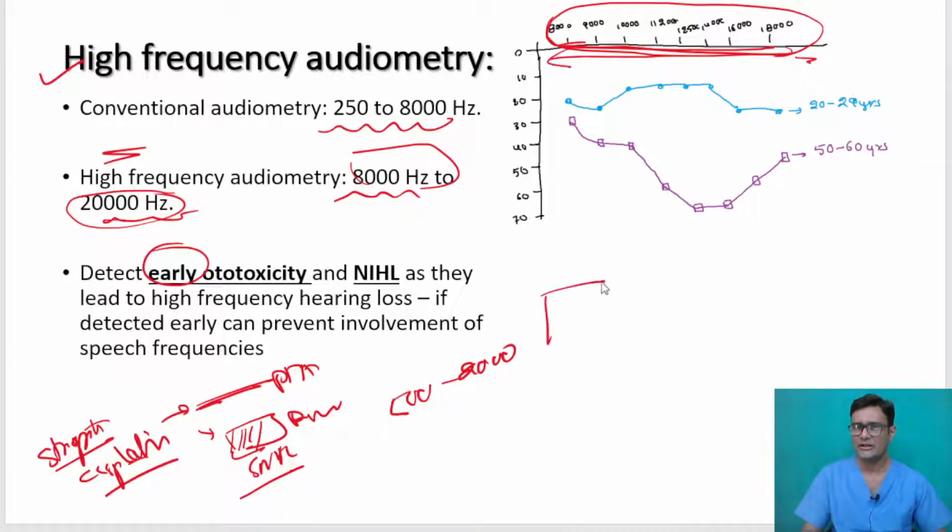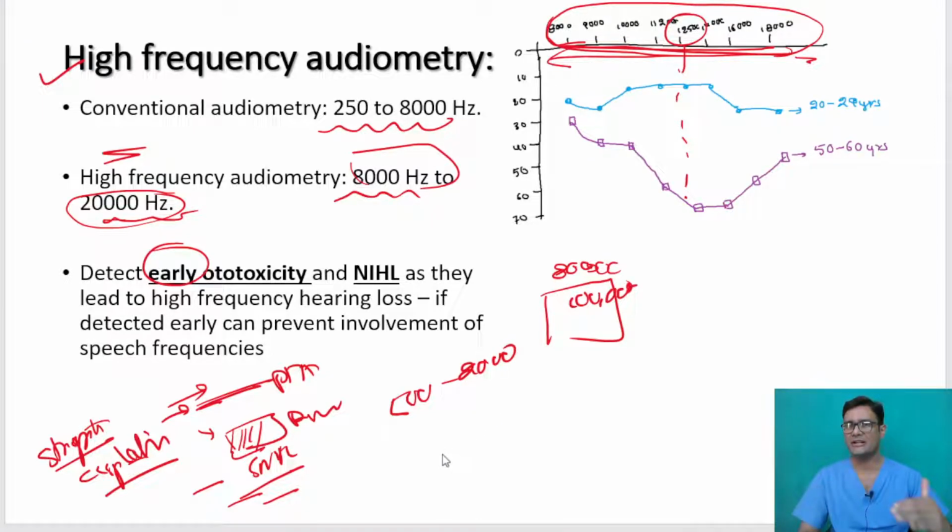So nothing is going to happen when you lose 8000 hertz or 10,000 hertz. It's not that we want to lose, but not so much damage occurs. So in the initial stages, if you take a baseline pure tone audiogram and then keep repeating it, and you start seeing, okay, probably at 12,500 there's a dip, this patient is starting to develop ototoxicity. Let us stop the ototoxic drug, so you can save the speech frequencies.